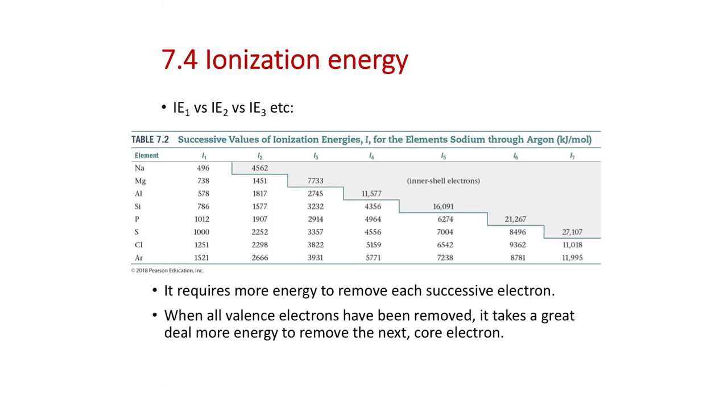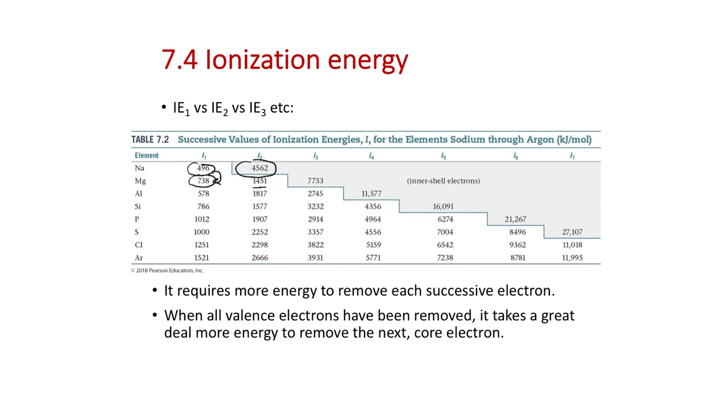And so this slide here lets us compare a few things. Lets us see that 496 for sodium versus 4562 for sodium. So our I2 is higher. Notice for magnesium, I1 is 738. So from left to right, we see an increase in the ionization energy compared to sodium. Because again, magnesium is smaller and experiences a greater charge, so it should take a little more energy to remove its electron, and it does compared to sodium.